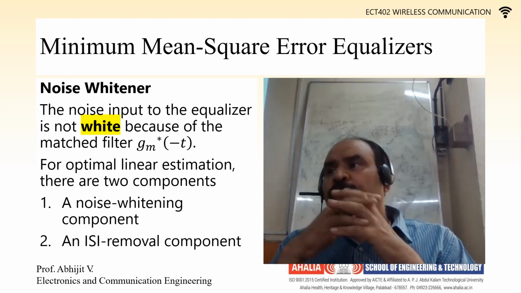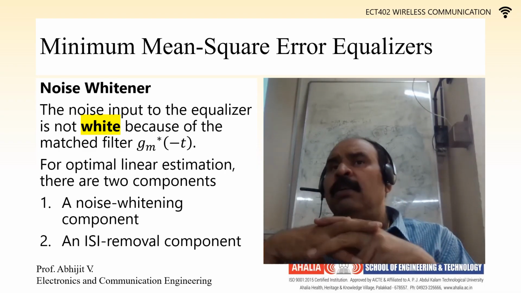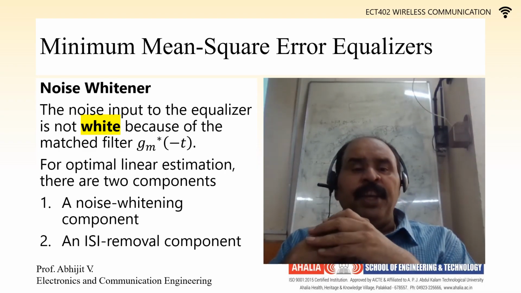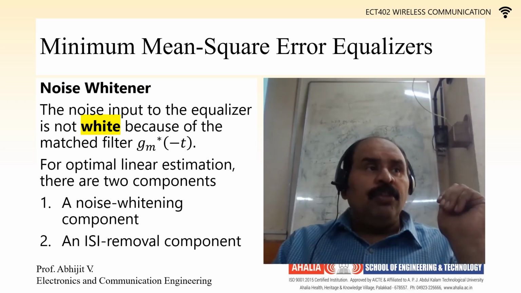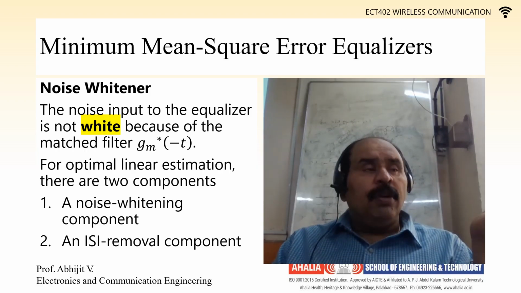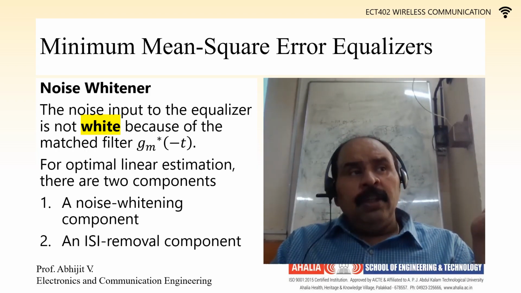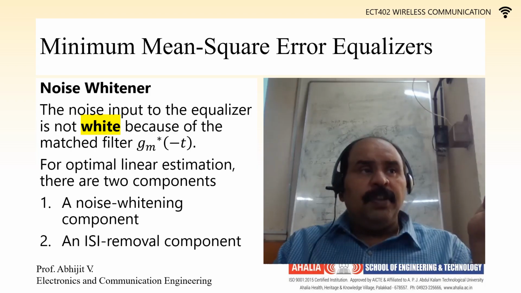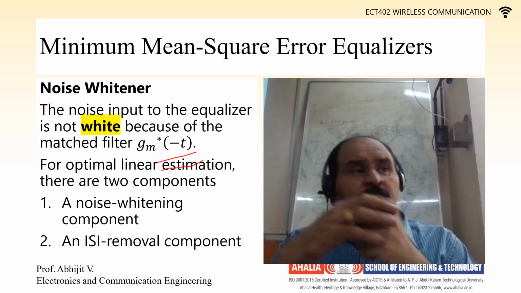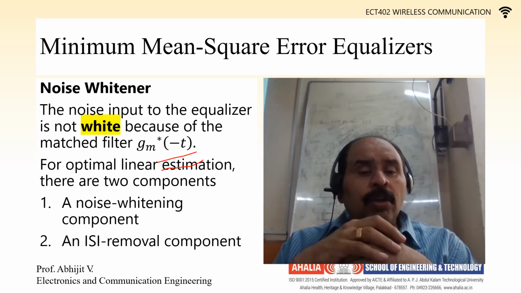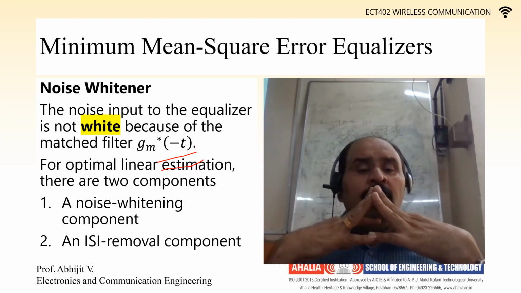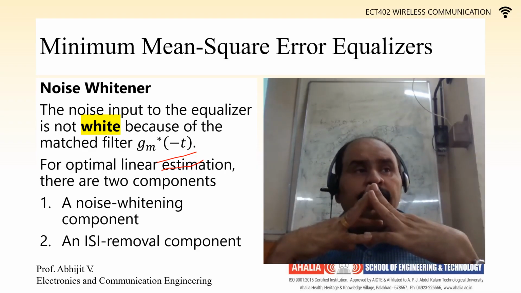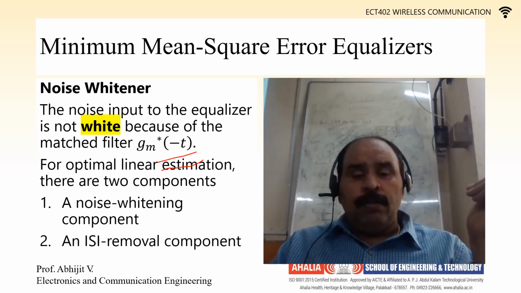So we have two important components in our MMSE. The first component is the noise whitener. The noise input to the equalizer is not white but colored because of the transfer function of the matched filter, or because of the presence of the matched filter, where we have this G_M conjugate of minus T. So we have two important parts: one is called the noise whitener and the other one is the ISI removal component.